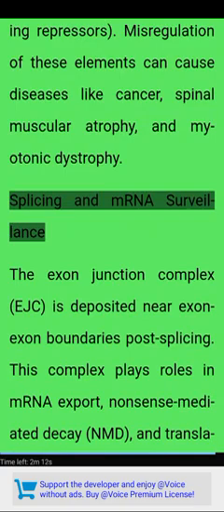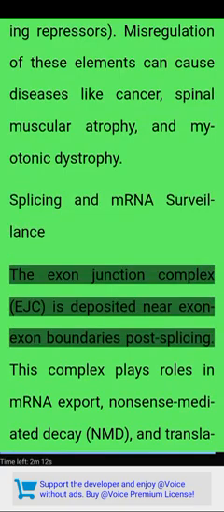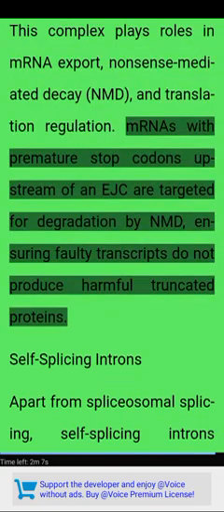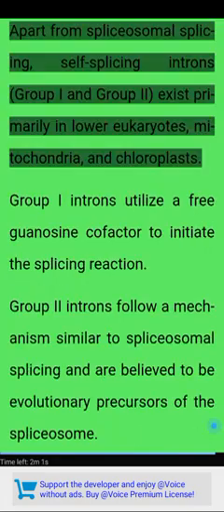Splicing and mRNA surveillance. The exon junction complex (EJC) is deposited near exon boundaries post-splicing. This complex plays roles in mRNA export, nonsense-mediated decay (NMD), and translation regulation. mRNAs with premature stop codons upstream of an EJC are targeted for degradation by NMD, ensuring faulty transcripts do not produce harmful truncated proteins. Self-splicing introns.